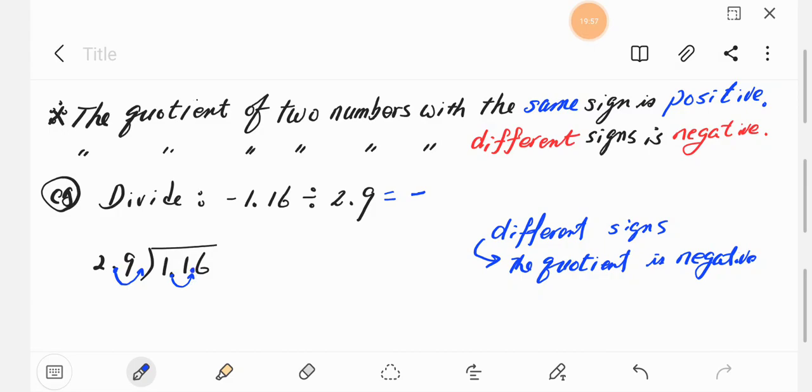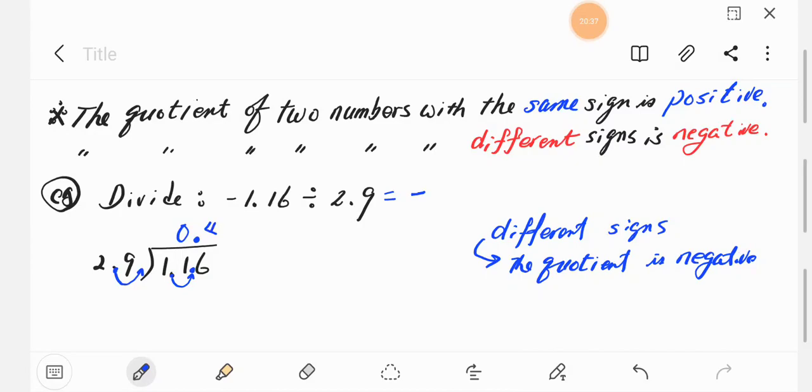So this is the decimal point, right? And then place the decimal point in the quotient just directly above the decimal point in the dividend. All right, that's it. And then divide. So now 11 is too small to divide by 29, right? So just put 0 and then go to the next one. So 116. How many 29s can fit into 116? Maybe 4, right? 4.